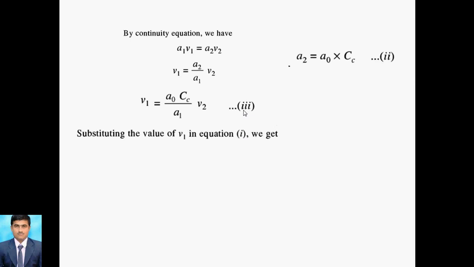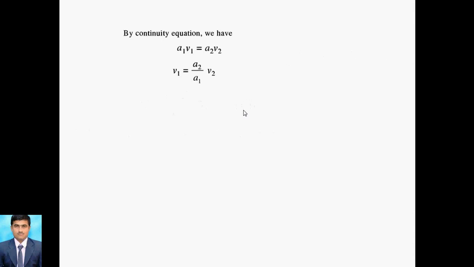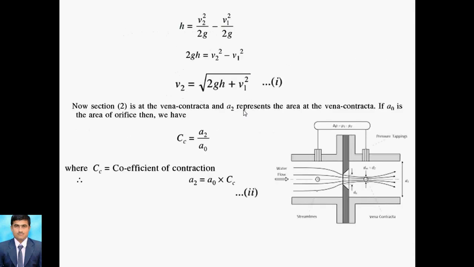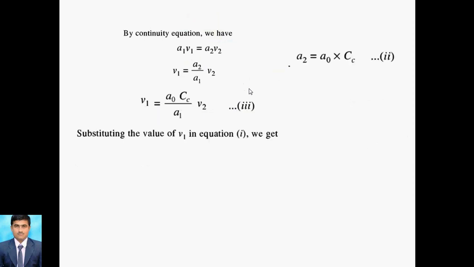So after that, this value V1 from equation number 3, we can put into equation number 1. As you know, equation number 1 is V2 square equal to 2gh plus V1 square. So here we can put the value of V1, from equation number 3.